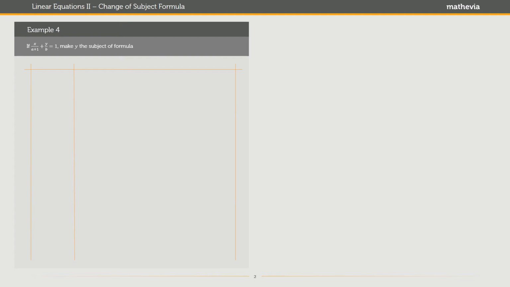So we have x/(a + 1) + y/b = 1. Now we make y the subject of the formula. When you're faced with a formula like this, and you have your variable in the form of a fraction, the first thing you want to do is get the fraction containing your variable, i.e. the fraction containing y, on one side and everything else on the other side. So I'm going to have y/b = 1 - x/(a + 1). That's the first thing I'm going to do here.